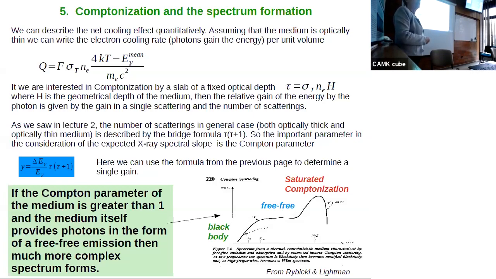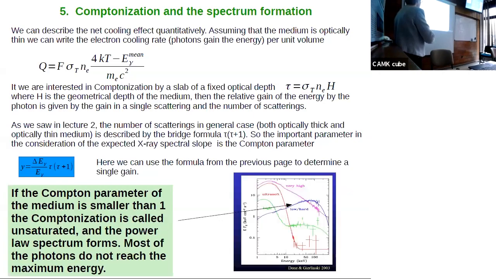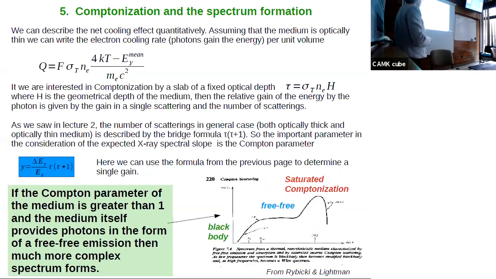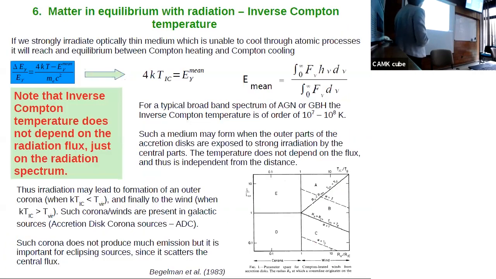But in reality, we do not really see this kind of spectra. It's under discussion whether in some accretion disk atmosphere we see traces of saturated Comptonization or not. But basically, we see unsaturated Comptonization, which was on the previous slide. And this explains the X-ray spectra of galactic sources in their hard states and X-ray emission in AGNs.